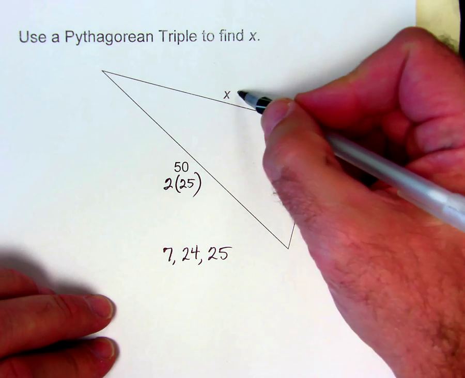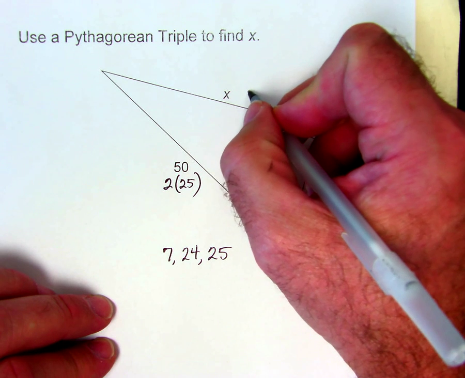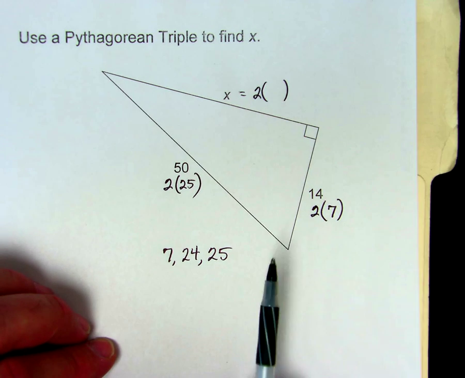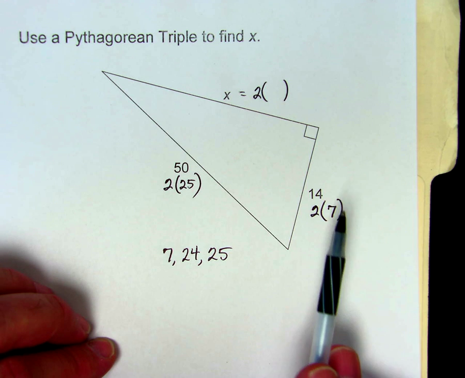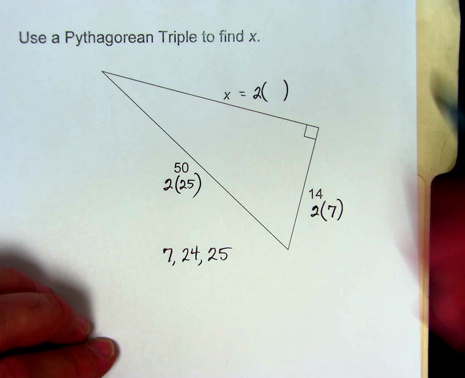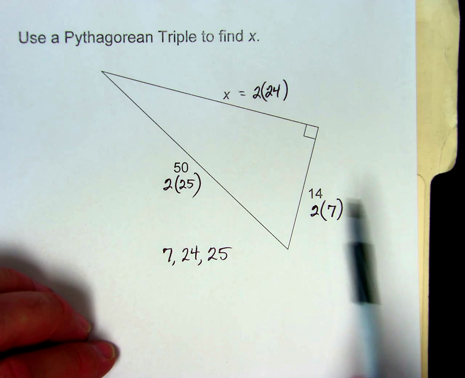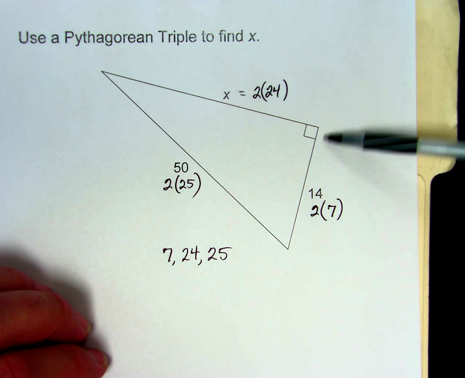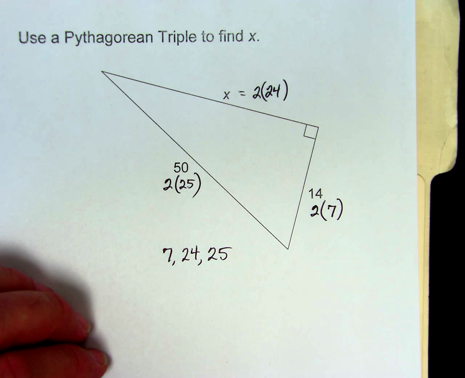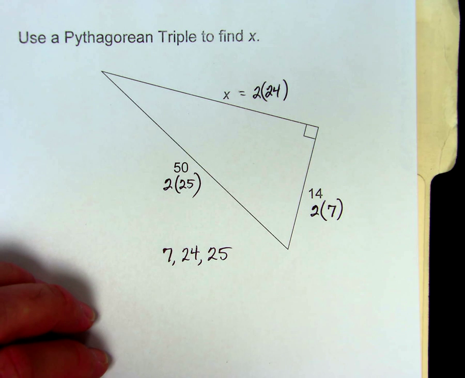Okay, so if I look at what's in parentheses here, let's say, okay, x has to be 2 times something. 2 times 7. 2 times 24. 2 times 25. Because this triangle, that happens to be a right triangle, would be similar to a 7, 24, 25 triangle.